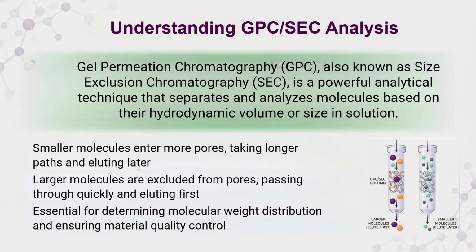Gel Permeation Chromatography, also known as Size Exclusion Chromatography or SEC, separates molecules based on their hydrodynamic size in solution. Not their chemistry, not their charge, but their physical size in a solvent environment. In simple terms, larger molecules move faster through the column because they cannot enter the tiny pores of the stationary phase. Smaller molecules, however, enter these pores and take a longer, more tortuous path.